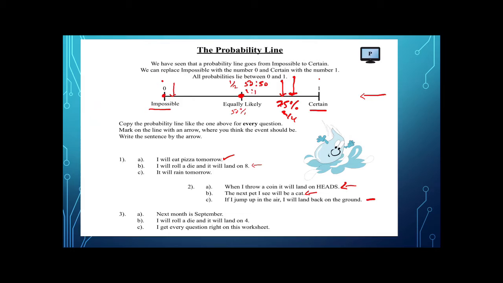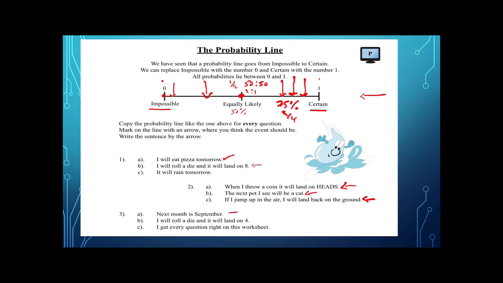When I jump in the air, I will land back on the ground. Well, again, gravity pulls us back to Earth, so that's likely to happen. But then again, I could be jumping up onto a bench. So again, it depends what my situation is. It could be that I'm here. Well, in fact, it could be here.